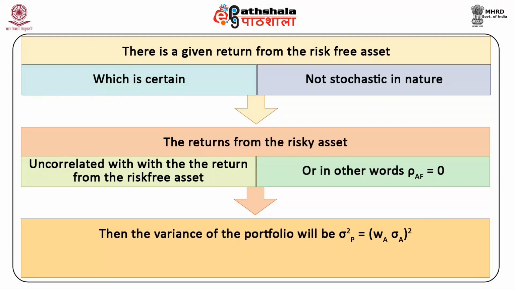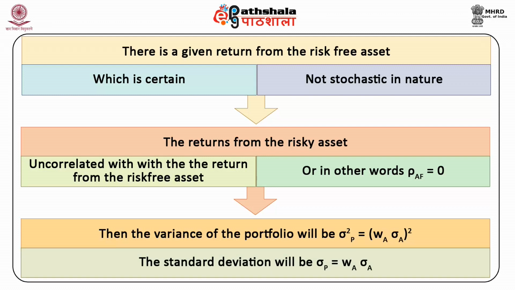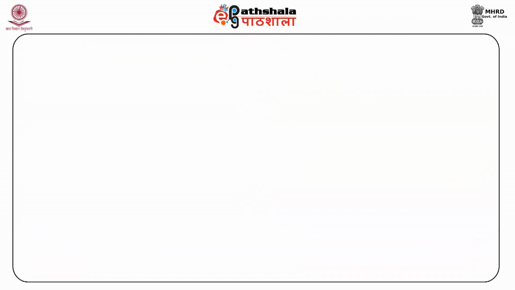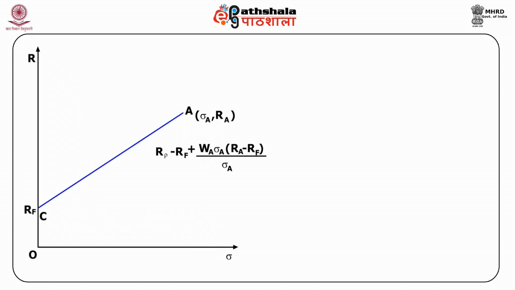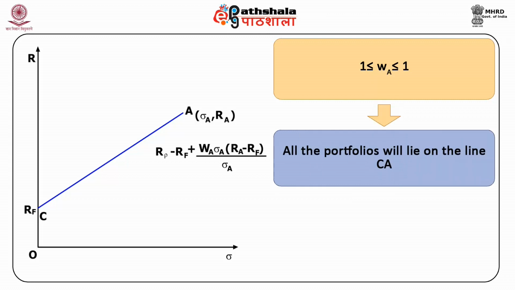Then the variance of the portfolio will be sigma square P is equal to square of WA into sigma A, and the standard deviation will be sigma P is equal to WA into sigma A. The return of the portfolio will be given by RP is equal to RF plus WA sigma A (RA minus RF) divided by sigma A, where the weight WA varies between 0 and 1, or that 0 is less than or equal to WA is less than or equal to 1. All the portfolios will lie on the line CA shown in figure 3, which constitutes the efficient frontier of portfolios.